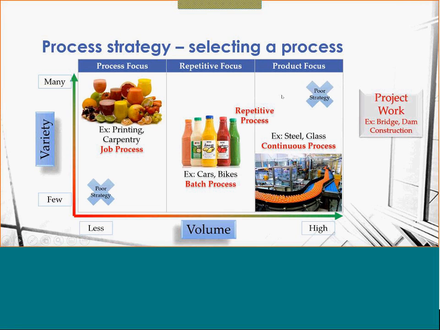Different types of processes as well. What all have we covered in this slide? Different types of focus: process focus, repetitive focus, or product focus. Different types of processes, whether it's job process, batch process, repetitive process, continuous process, or project work. Where what will be applicable, that also we have seen using this example. So we have variety, few or many. The more the varieties, we are focusing on process. On the other axis, you have volume, and when it's high volume, you focus on continuous process.